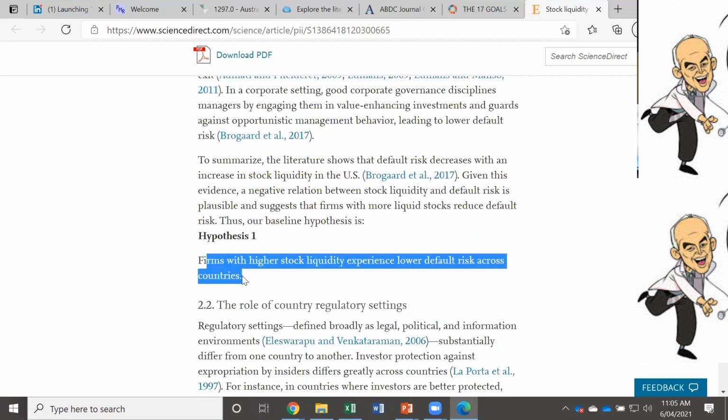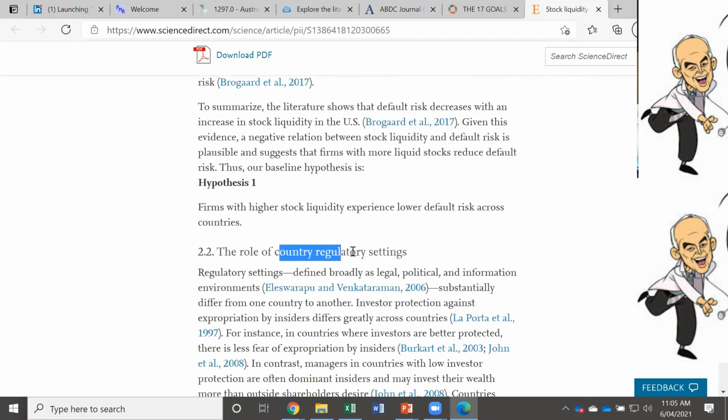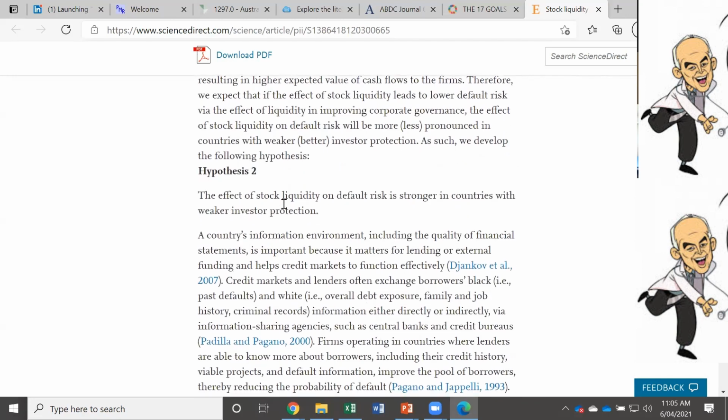So that was a general hypothesis, very similar to the US paper, that higher stock liquidity reduces default risk across the world. So we are coming up with the same research hypothesis, but then we are bringing in the institutional setting. We said that the effect of stock liquidity on default risk is stronger in countries with weaker investor protection. So we argued that the US findings, that higher stock liquidity reduces default risk, are only applicable to economies where weaker investor protection is available. Whereas where there is stronger investor protection, the findings are not stronger, they are weaker, or maybe opposite.